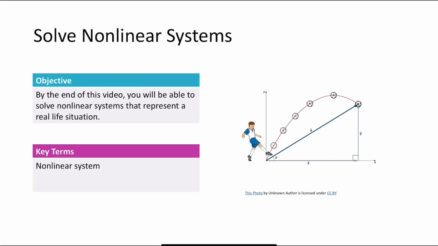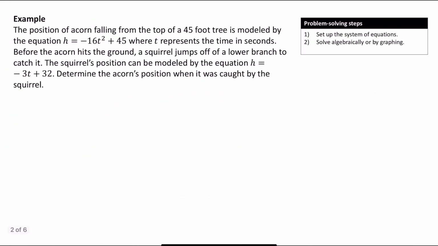In this video, we're going to talk about how to solve nonlinear systems that represent a real-life situation. The position of an acorn falling from the top of a 45-foot tree is modeled by the equation h equals negative 16t squared plus 45, where t represents the time in seconds. Before the acorn hits the ground, the squirrel jumps off a lower branch to catch it. The squirrel's position can be modeled by the equation h equals negative 3t plus 32. Determine the acorn's position when it was caught by the squirrel.